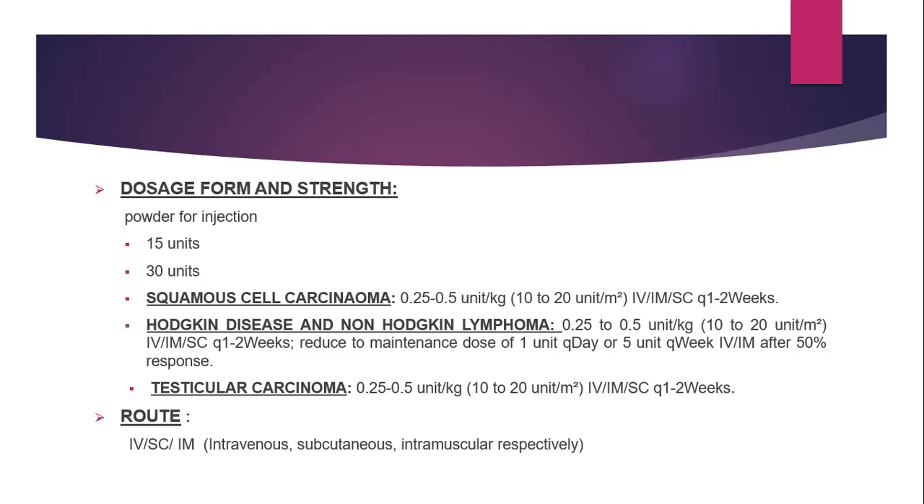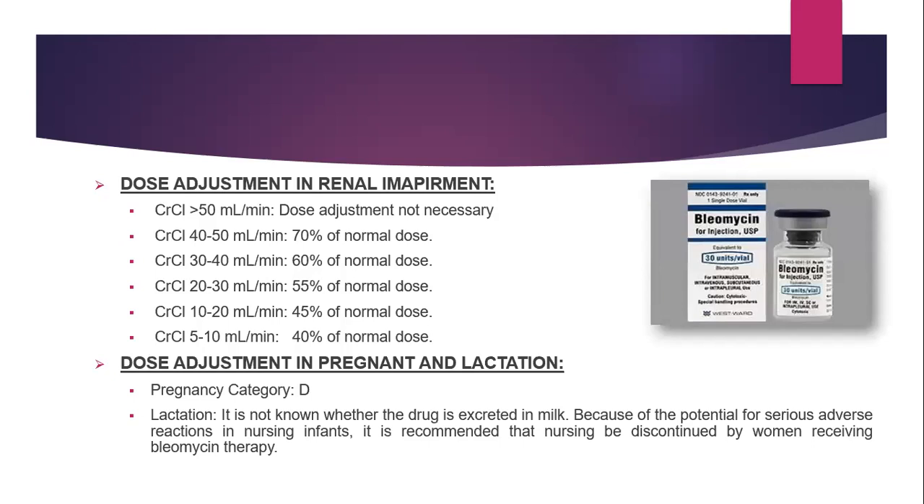Now, as we learned, there are 3 routes for bleomycin. So what are the routes? Intravenous, subcutaneous, and intramuscular routes are available for bleomycin. There is also a dose adjustment for renal impairment patients. We have to adjust the dose if creatinine clearance is below 50. If creatinine clearance is greater than 50 ml per minute, then it's okay. We don't require dose adjustment.